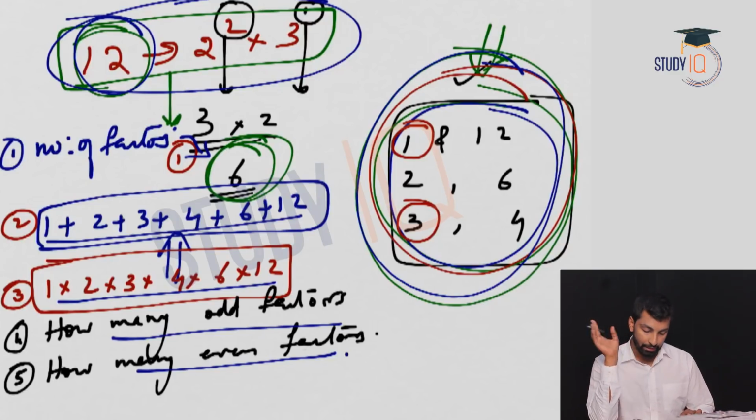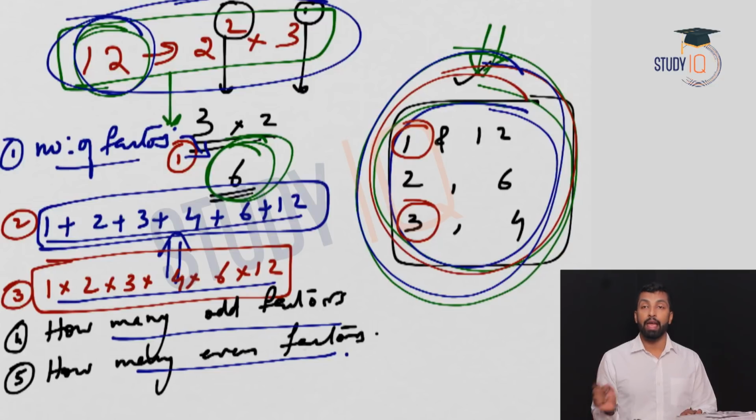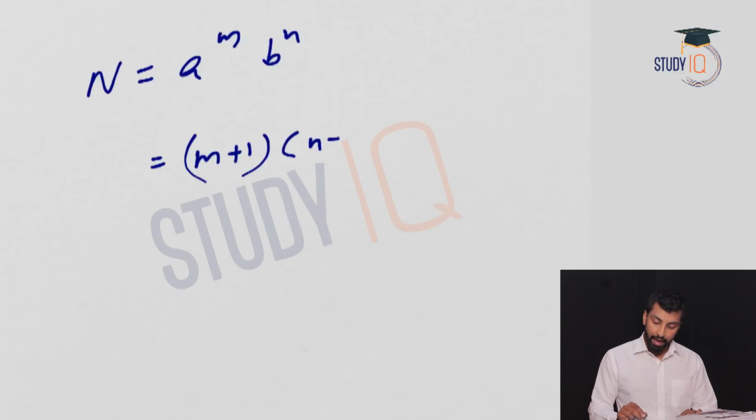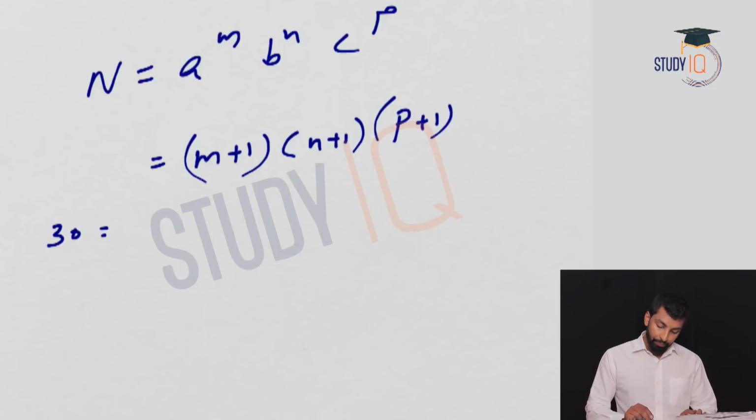The solution for the first question, number of factors, I have already given you. m plus 1 into n plus 1. So if a number N can be written as a raised to m, b raised to n, the number of factors is m plus 1 into n plus 1. If you have one more prime factor, let's suppose c raised to p, then you have p plus 1. That's it.